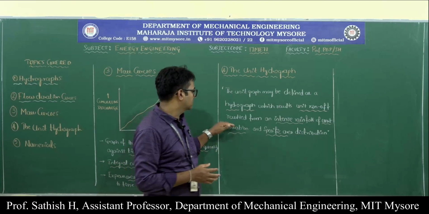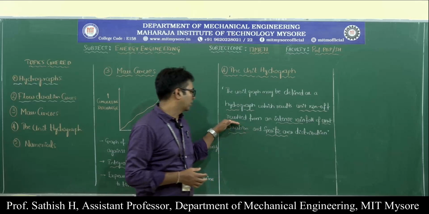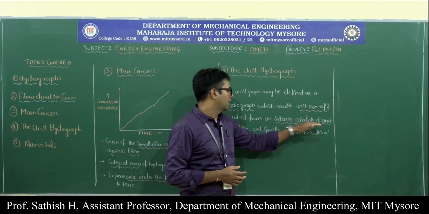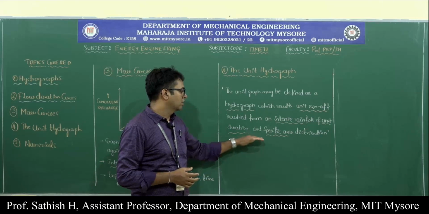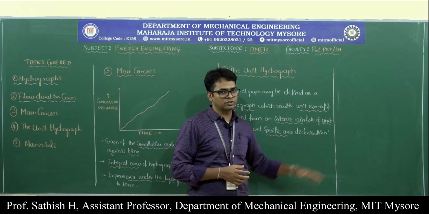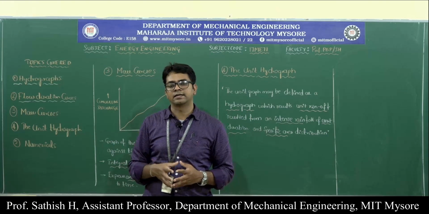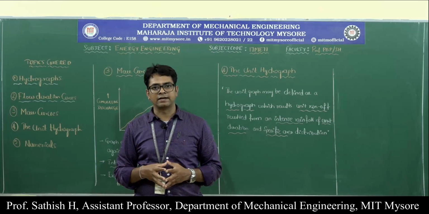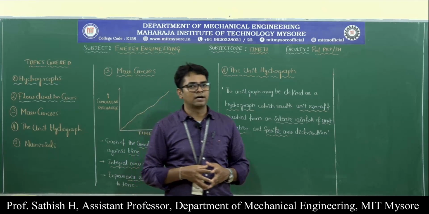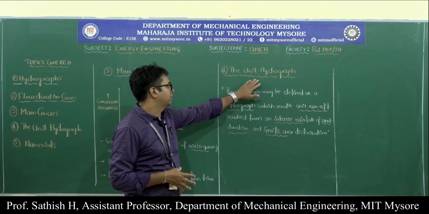So that is resulted from an intense rainfall, of a unit duration and specific area distribution. You have to take a specific area, which we also call the catchment area, where this rainfall happens. So that is called the unit hydrograph.